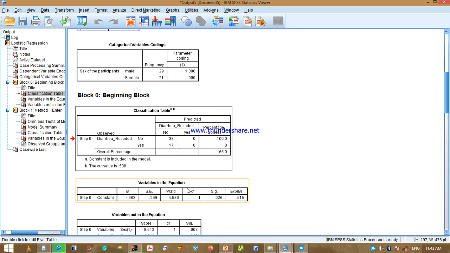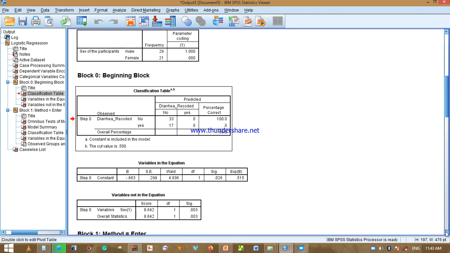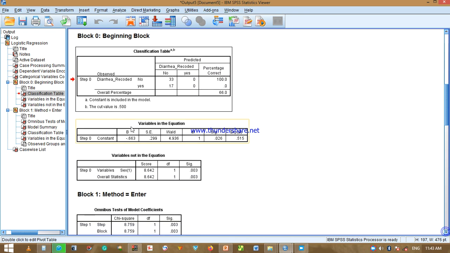The next one is variables in the equation. It says step 0. It is a constant. Therefore, it is only the intercept. There is no information. No variable is included in block 0. That's what it is. The next one is variables not included. Our interest is sex. Sex is not included at block 0.